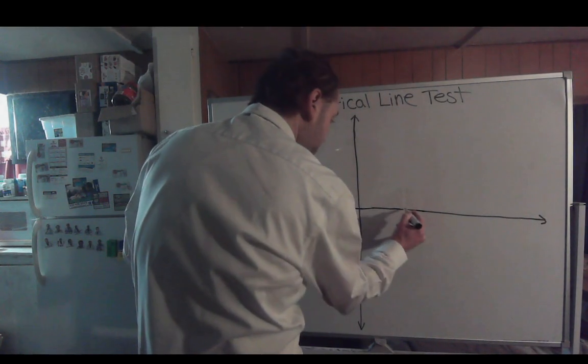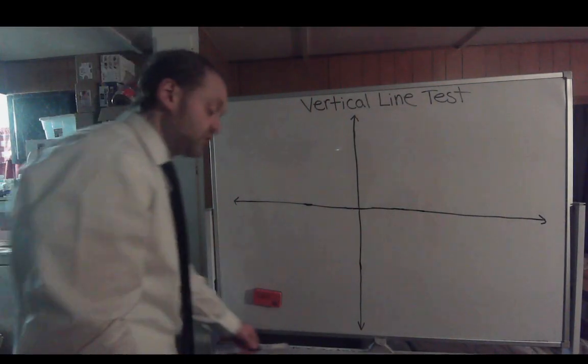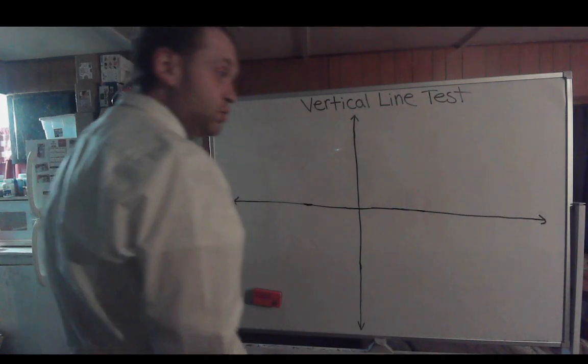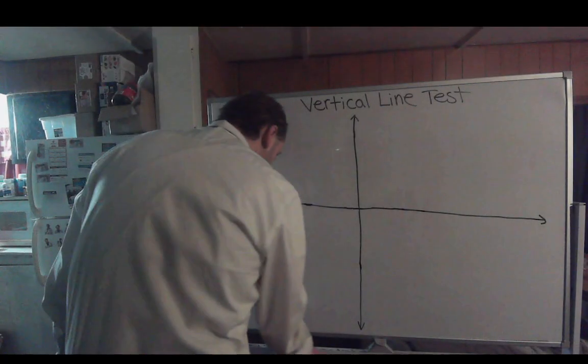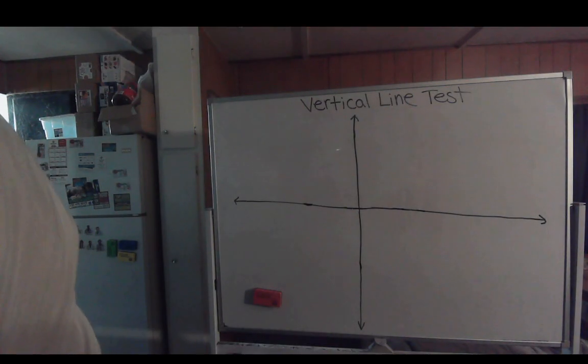Now, some of you are probably wondering, is there such a thing as a horizontal line test? And the answer is yes. But that's to determine if a function's one-to-one and is suitable to have an inverse, which we'll cover at the appropriate time, but that's not today.